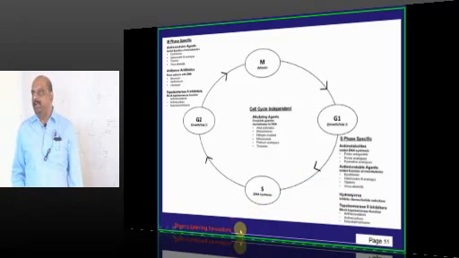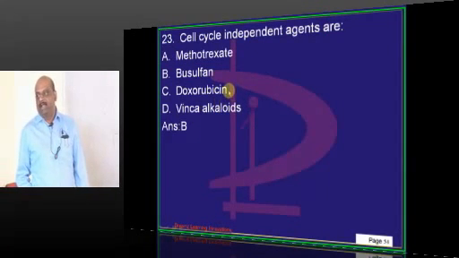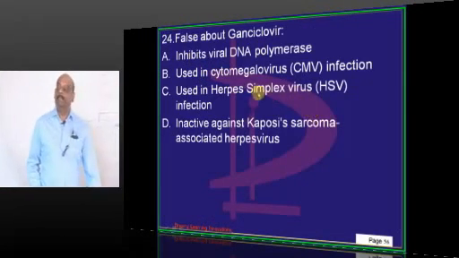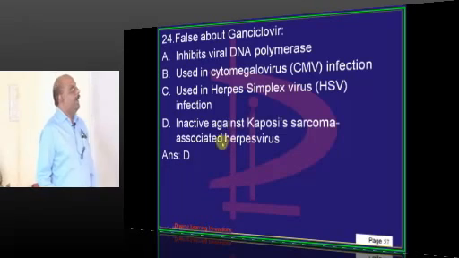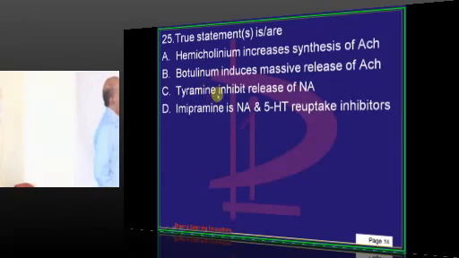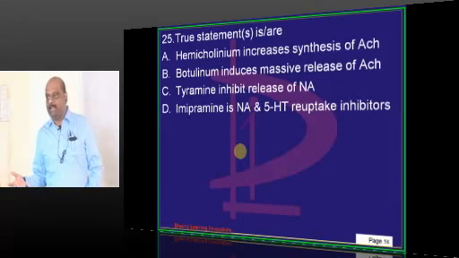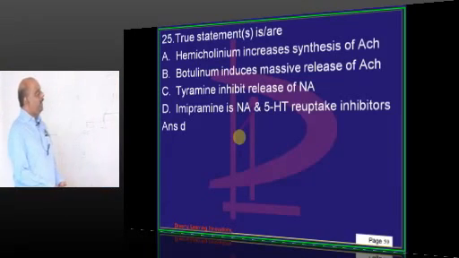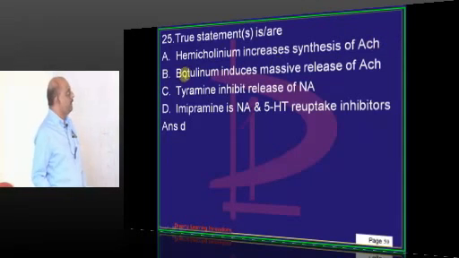So alkylating agents are not specific to any cell cycle stage, and of these, busulfan is an alkylating agent among the anti-neoplastic agents, which needs to be remembered. Ganciclovir is very much active against Kaposi sarcoma associated herpes virus, be quite sure of that. Then the mechanism of action of various toxins is a favorite question of the examiner. Botulinum toxin inhibits the release of acetylcholine, not a massive release.